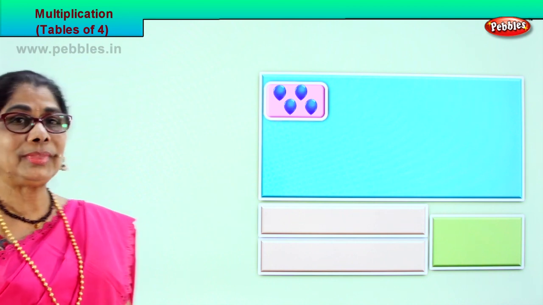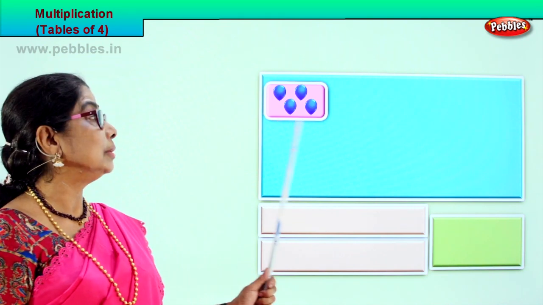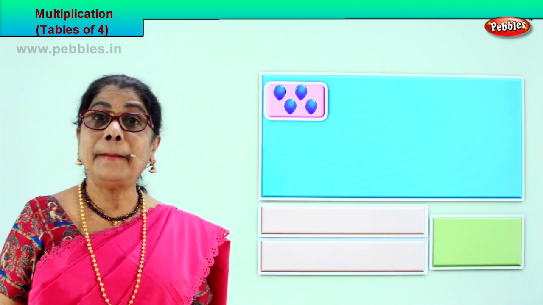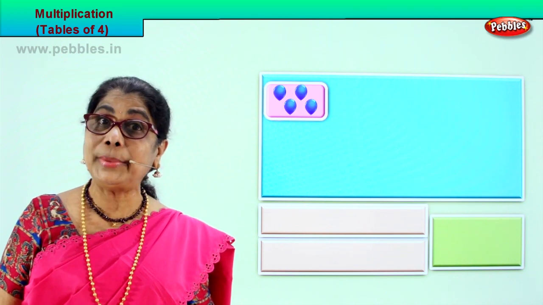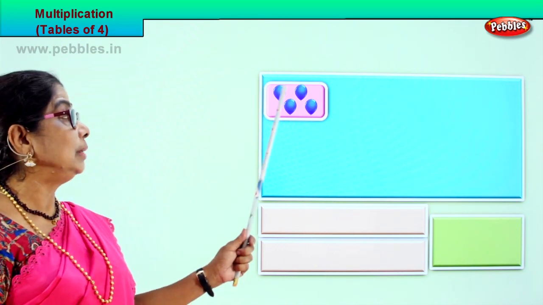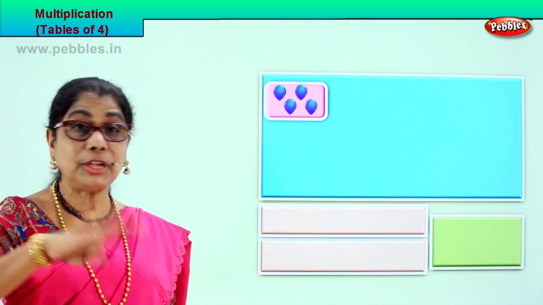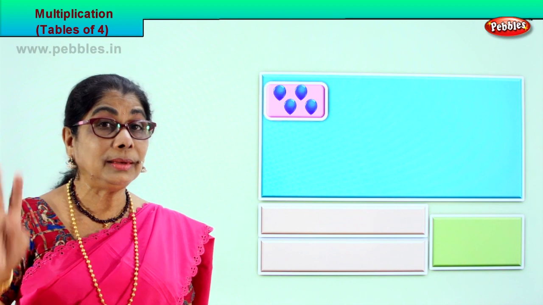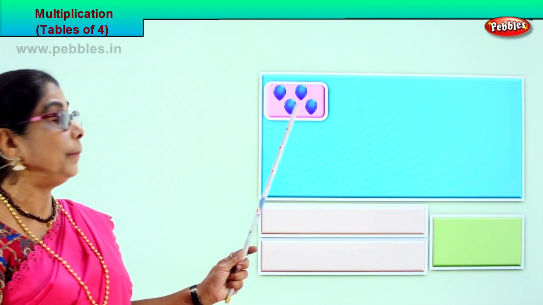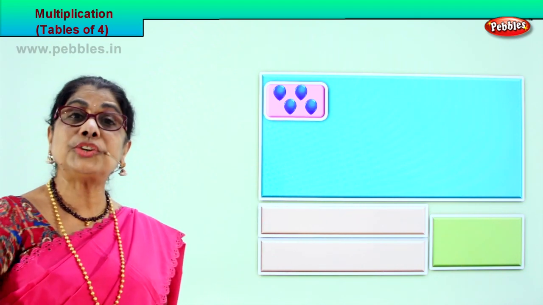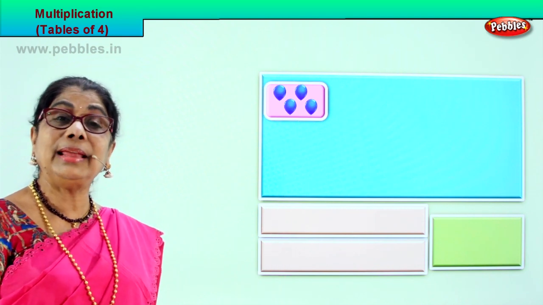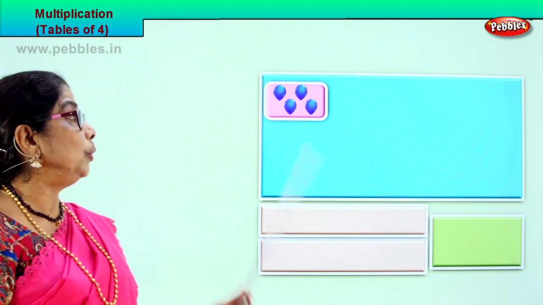Look at the beautiful box and look at the number of blue balloons in it. How many are there? Let's count. 1, 2, 3, 4. What are we learning? There are 4 balloons. We are learning tables of 4. Here is the pictorial representation of 4 numbers. In the tray, there are 4 beautiful balloons.